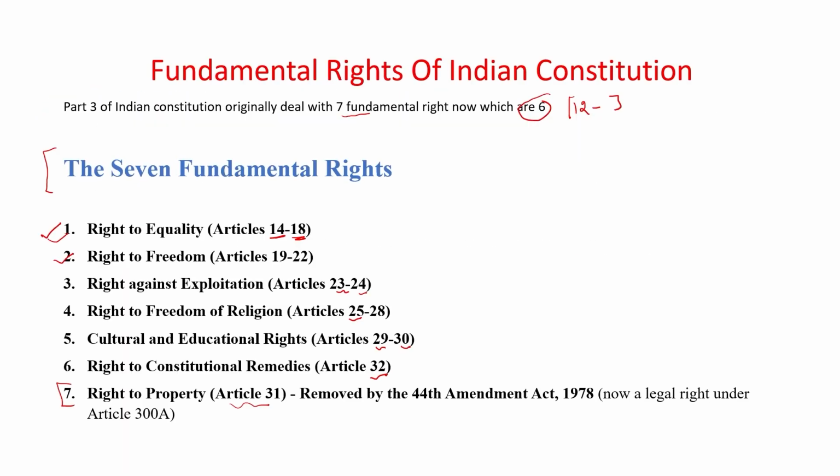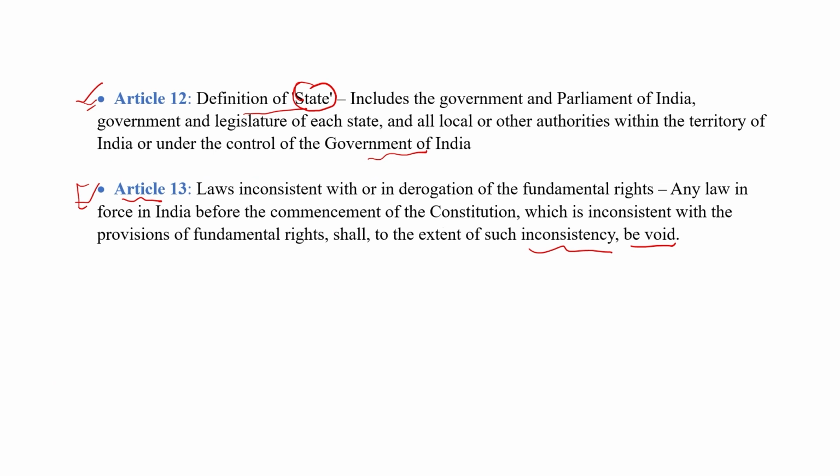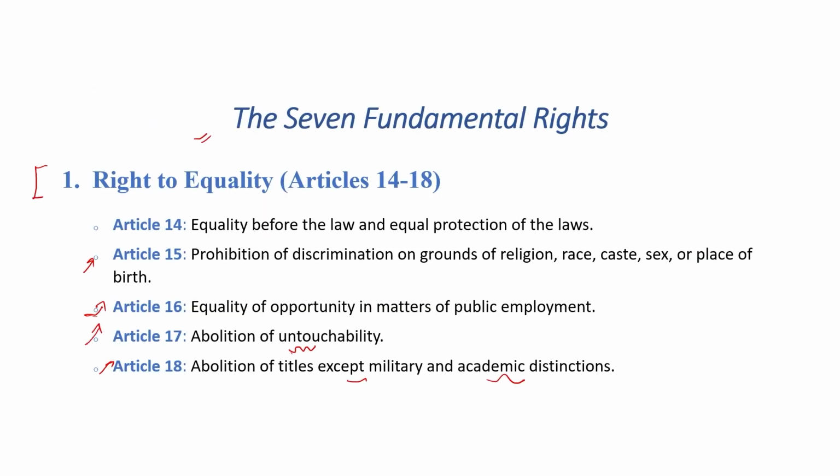Let's quickly revise the session. In this session, we discussed that in our original constitution, there were 7 fundamental rights. Now there are 6 fundamental rights in our constitution. The 7 fundamental rights are these. First, we have to understand Article 12 and 13. Article 12 explains the definition of state. Article 13 explains that if there is any law which abolishes our fundamental rights, it is counted as void.